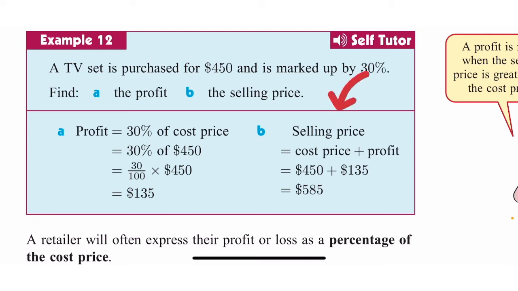And what is the selling price? Selling price equals cost price plus profit. Our cost price is $450. We know it, it is given. And our profit equals $135. We just found it. And we add them together, we get $585. This was the selling price, and the profit was $135.